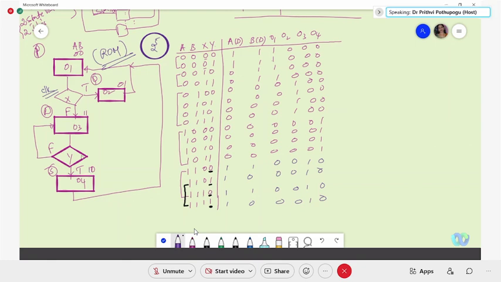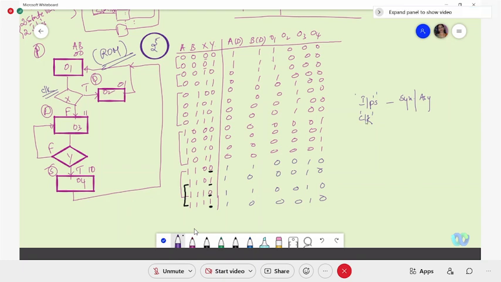But here, two points have to be considered. What are the input types, or whether the inputs are synchronous or asynchronous. This we didn't consider. We just said some inputs are there, and based on those input conditions, we are making the transition between the states. And what is the type of clock we are using?